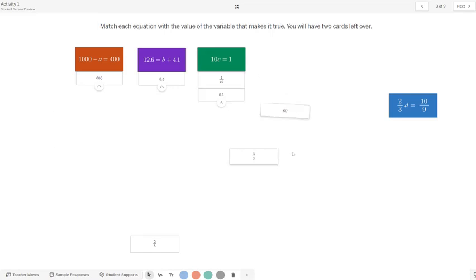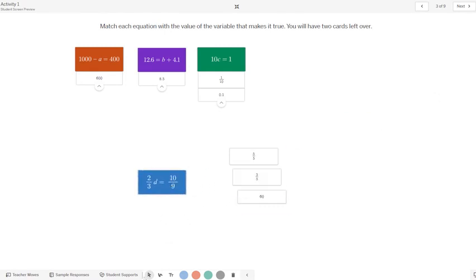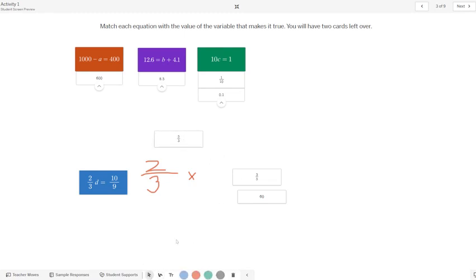So I have 3 answers left here. We're going to have 2 left over. This is where it gets a little tricky. So I'm going to go ahead and just show you what I'm thinking here. 2/3 times a number equals 10/9. So if I look at 5/3 first, 2/3 times 5/3 equals, what does that equal?